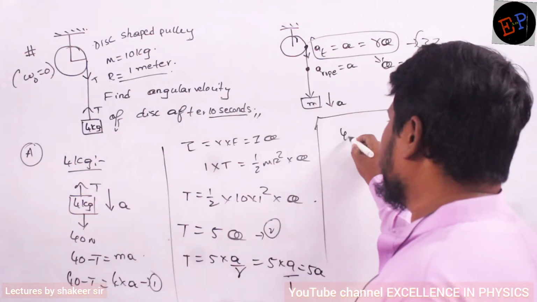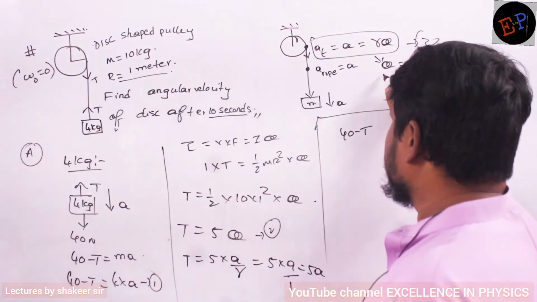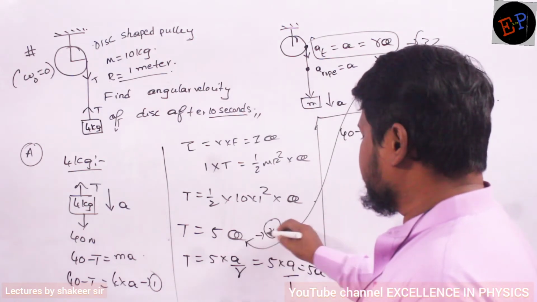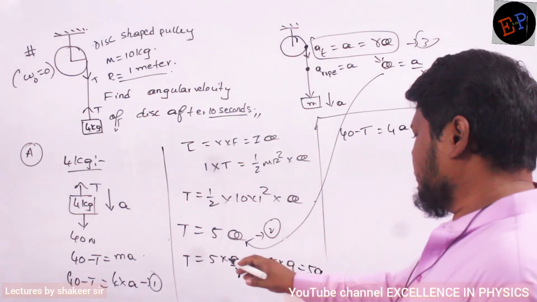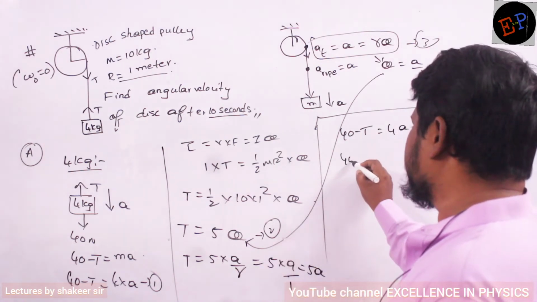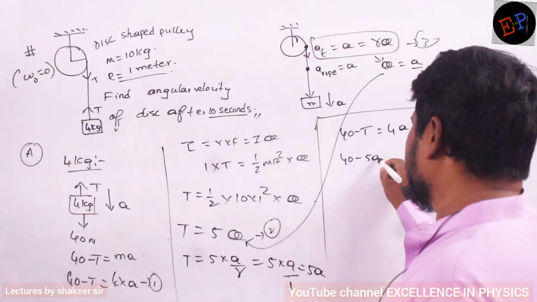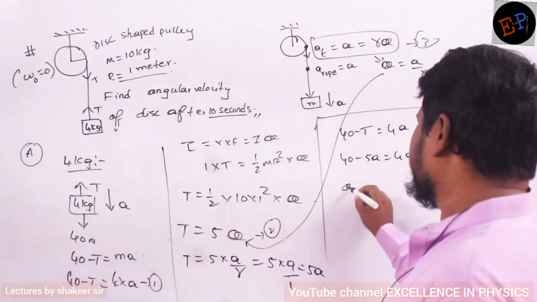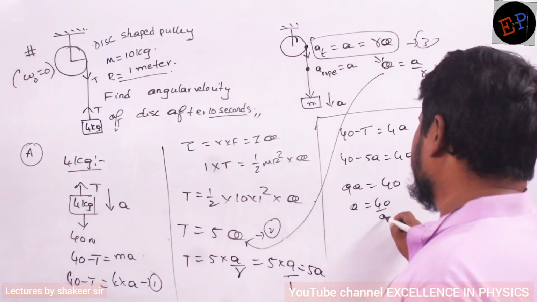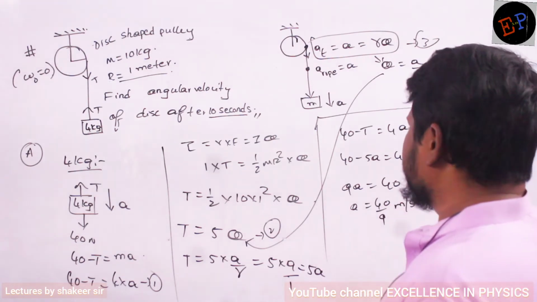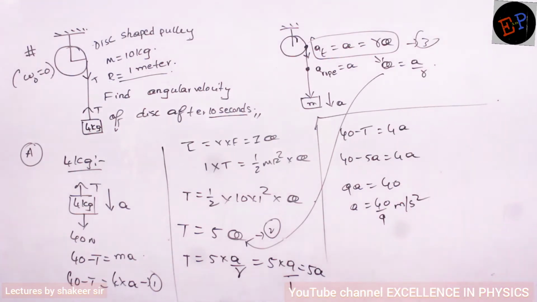So 40 minus T. This one I am substituting here, but don't be confused. Clear? So 40 minus T is equal to 4A, and I got tension is equal to 5A. So 40 minus 5A is equal to 4A. Therefore 9A is equal to 40. So A is equal to 40 by 9 meters per second square. So acceleration I have calculated.